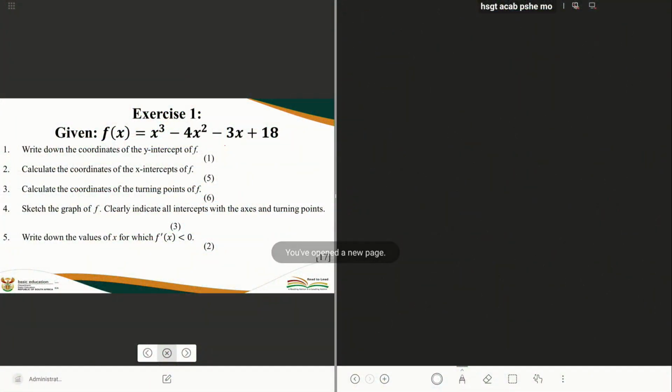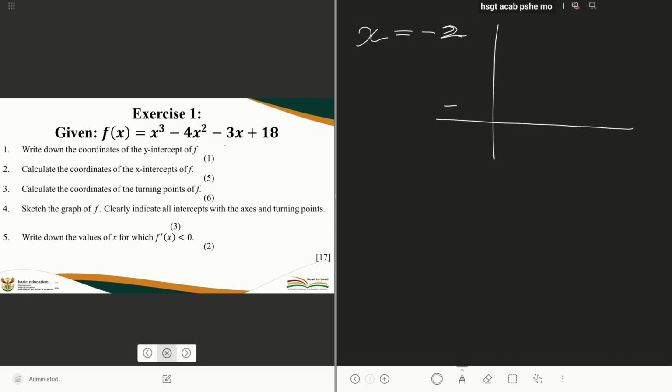I can use that x equal to negative 2. Let's go to synthetic division, synthetic method. Negative 2, let me copy all those coefficients. It's 1, minus 4, minus 3, plus 18. I put 0 there, I put 0 there. So you see that is standard.